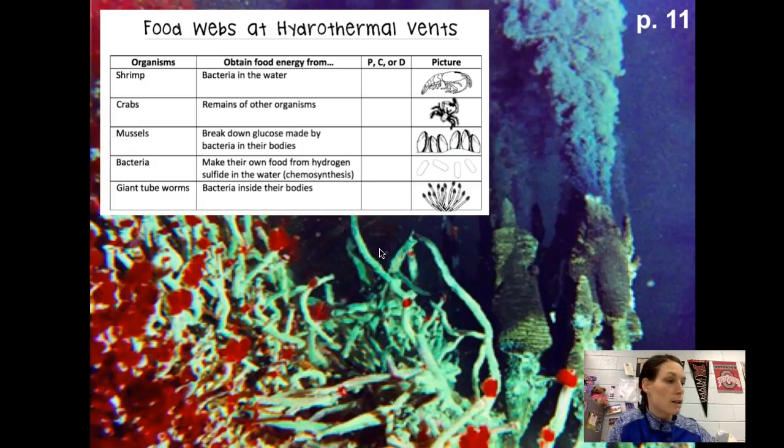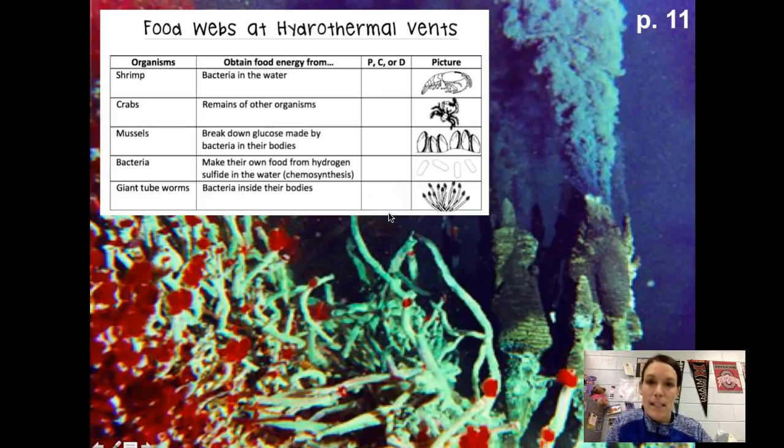This is in your packet, page 11, and again, this is another picture of that hydrothermal vent that we've seen, and this is a food web at that hydrothermal vent. Down in the deep ocean, you're going to see all these life forms: shrimp and crabs and mussels and bacteria and giant tube worms. In this column right here, it says P, C, or D. You're going to identify whether these things are producers, consumers, or decomposers.